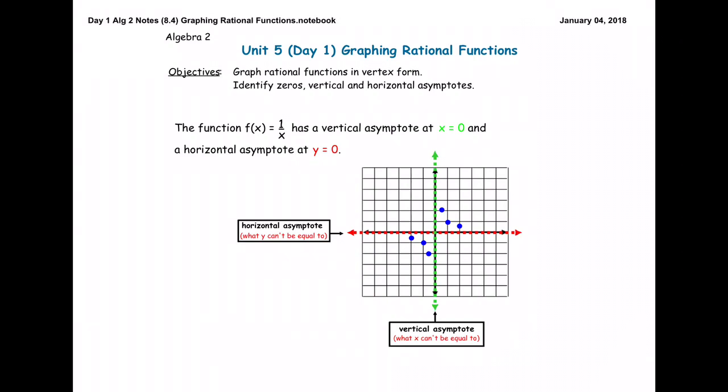The function f of x equals 1 over x has a vertical asymptote at the line x is equal to 0, and a horizontal asymptote at the line y is equal to 0. A horizontal asymptote is what y cannot be equal to, and it is denoted by this red dotted line. A vertical asymptote is what x cannot be equal to, and that is denoted on our picture by this green line.